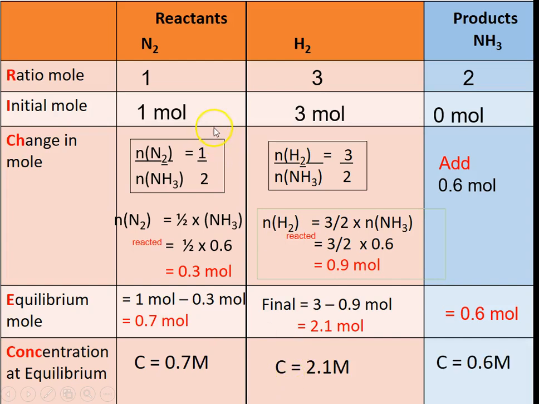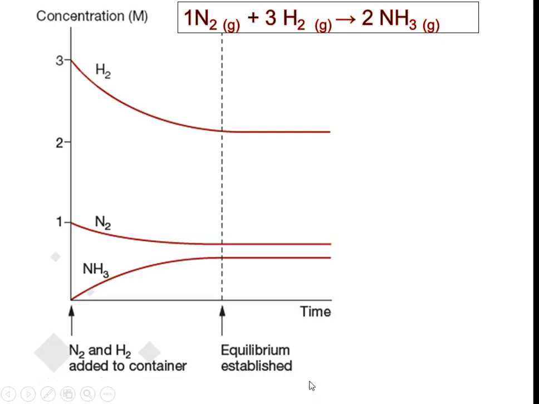Alright, so now we can turn to plot the graph. This would have to be concentration, so you start with 1 mole per litre and 3 moles per litre of hydrogen, and you end up with 0.7 and 2.1. So this is the graph that's drawn. So we'll go through how they knew how to draw it.